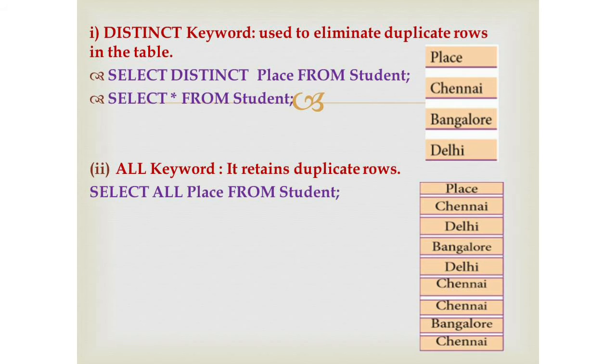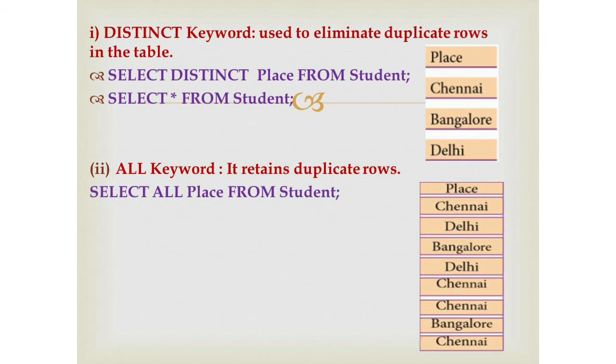For that, the command is select distinct place from student. Select is a keyword command. In that, distinct is a keyword. Place is a column list. From, what is the name of the table? Student. So select distinct place from student.